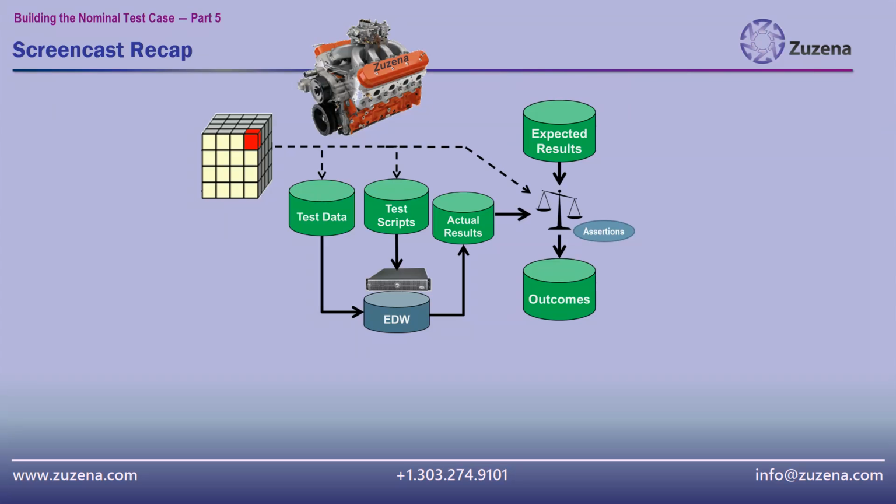This completes our video series illustrating how to build a test case using Zuzena. Test case happened to be a nominal test case, one that demonstrates how the ETL behaves when given records that should load. Look on the web for additional Zuzena videos that document how to adapt the nominal test case to address situations involving less than perfect source records, such as missing values, poor formatting, or unacceptable values.